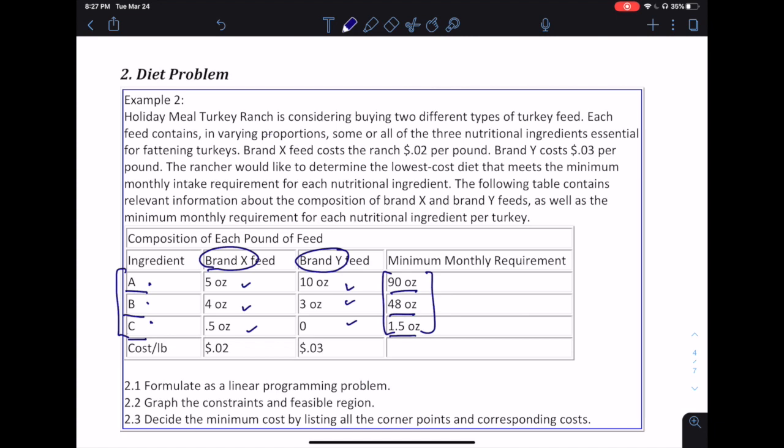However, another problem is that the costs of brand X and brand Y are different. For each pound, brand X costs 2 cents, brand Y costs 3 cents. If you want to mix brand X and brand Y, and meet the minimum requirement levels, what would be the minimum cost you can achieve? That is the question. So let's try to solve the problem.